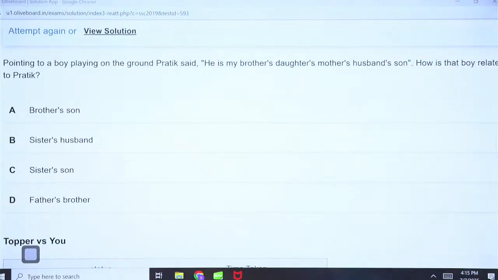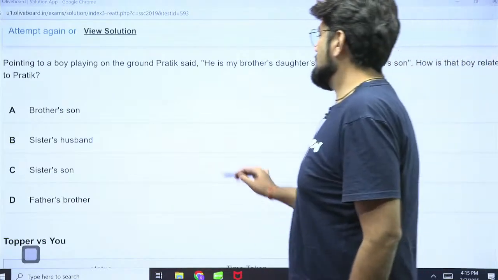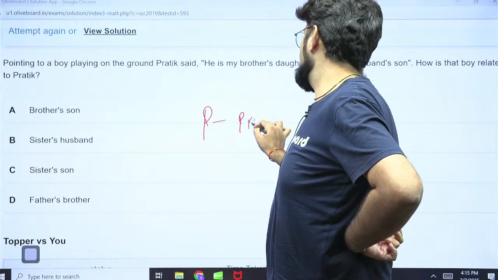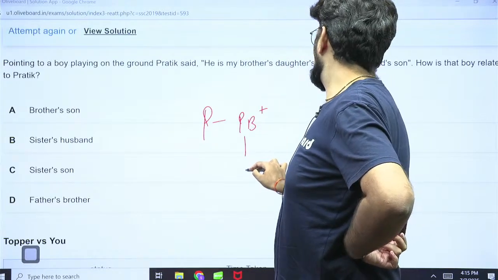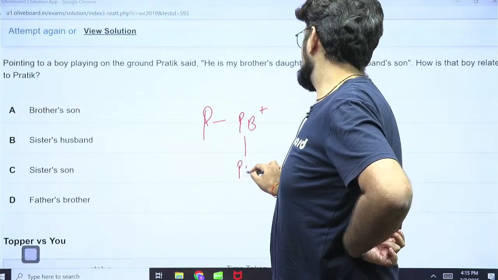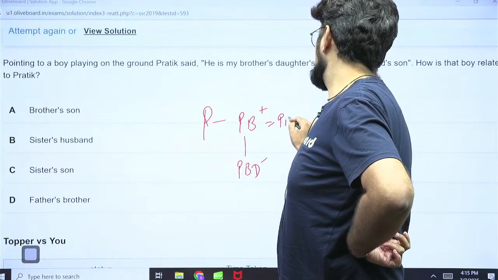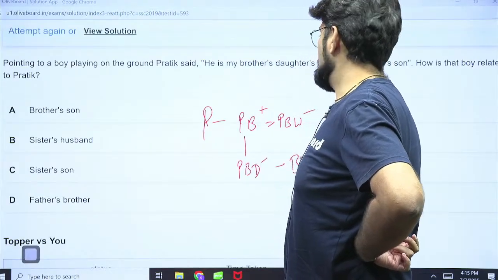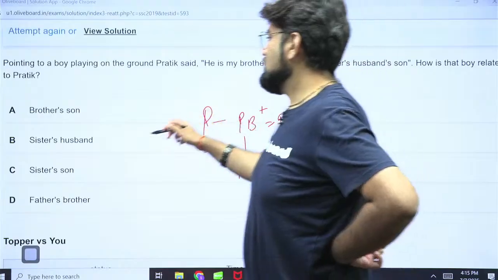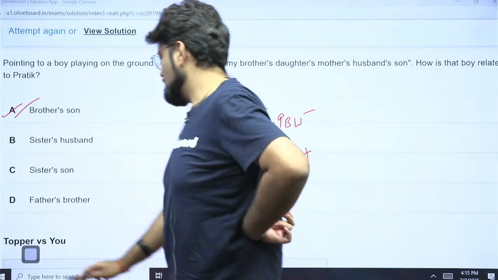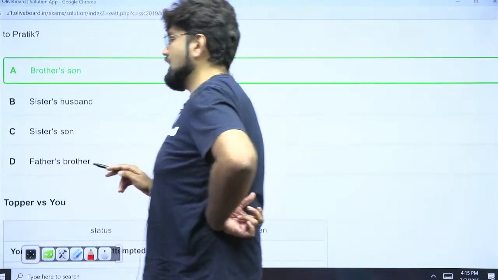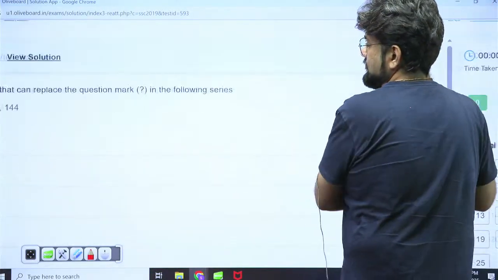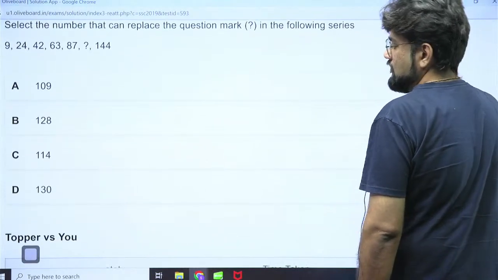Yes. Pointing to a boy playing on the ground, Pratik said, he is my brother's daughter's mother's husband's son. So, okay, we'll start from Pratik. Pratik's brother's daughter's mother's husband's son. Who is that? That is the boy. How is that boy related to Pratik? His brother's son. Option A is the correct answer. Actually, if you are good at this, at this stage, you don't even have to draw it. Just by reading it, you will get your answers. Okay, try this one. Number series.